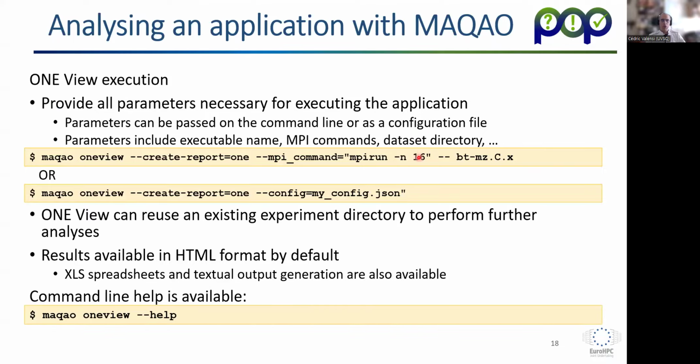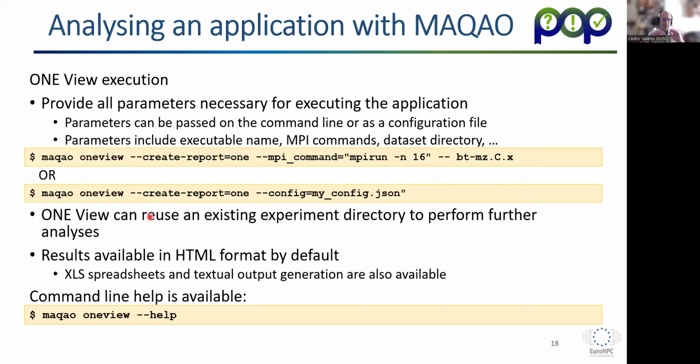So launching OneView, you will need to provide every piece of information needed for executing the application. This means, for instance, providing the parameters, if you have some, and the MPI command to use. If you are using a job script, you will also need to provide it and maybe modify it a bit to add some specific keywords. You can also specify the type of report you want. You can also store everything in a configuration file and just provide it to MAQAO.